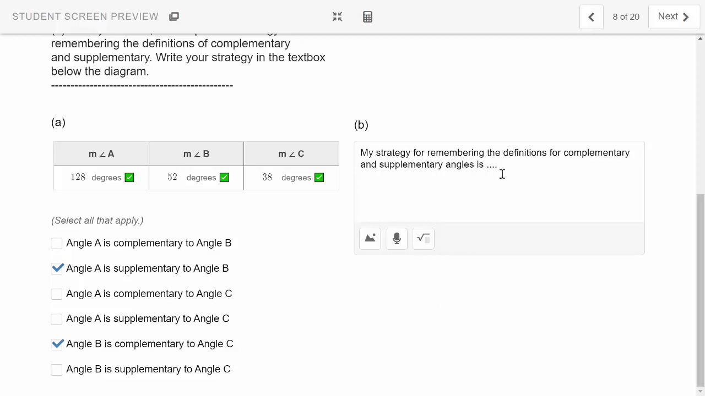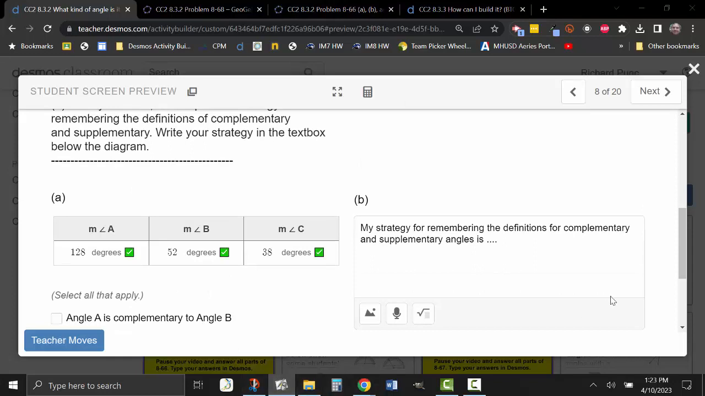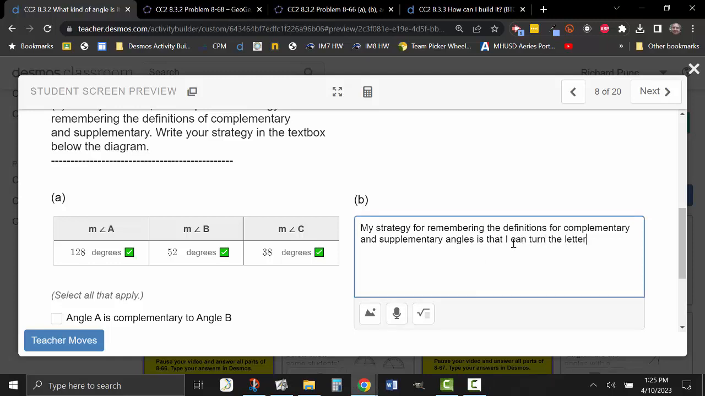So, in fact, my strategy for remembering my definitions was, let's see if I can write this out here. Hold on one second. Okay, so what I said is my strategy for remembering the definitions of complementary and supplementary angles is that I can turn the letter S into 180 degrees easily, and the letter C into a 90.